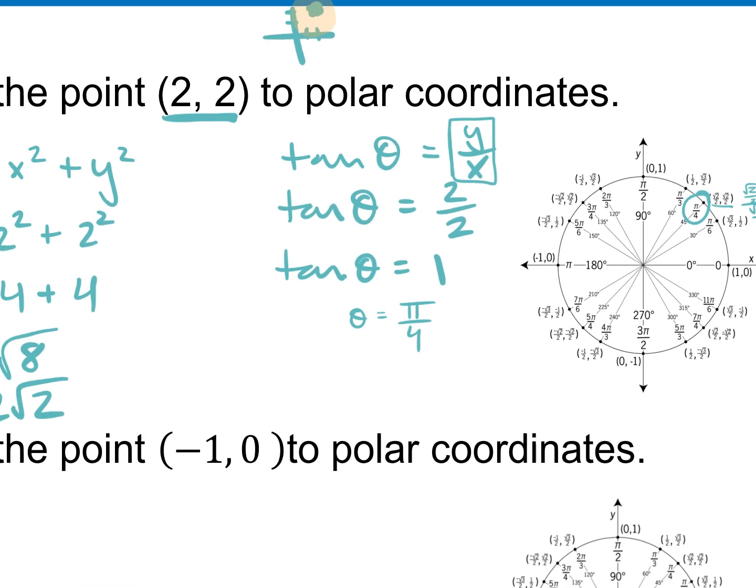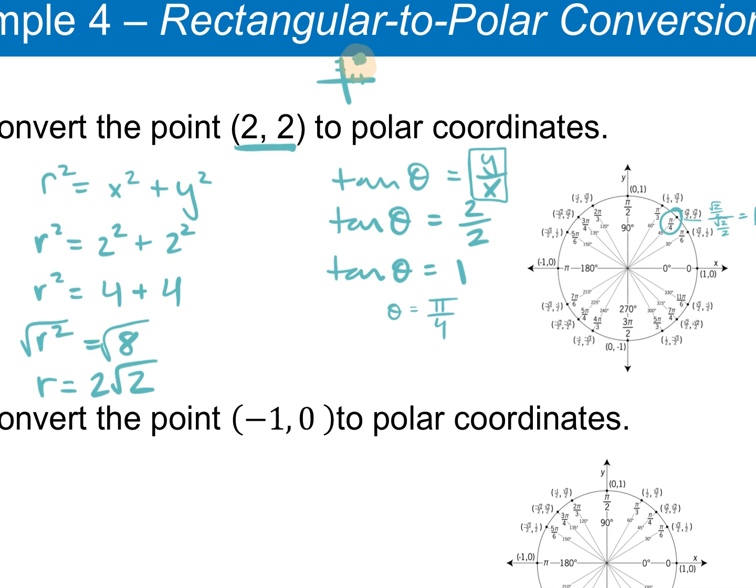It's a little bit more challenging, I would say, when we're converting to polar coordinates, just because finding the tangent is a little bit harder, but it just takes practice, and it's thinking back to what we did when we dealt with our unit circle. So our coordinate here, remember, always goes r comma theta. So 2 square root 2 comma pi over 4. Let's look at the next one.